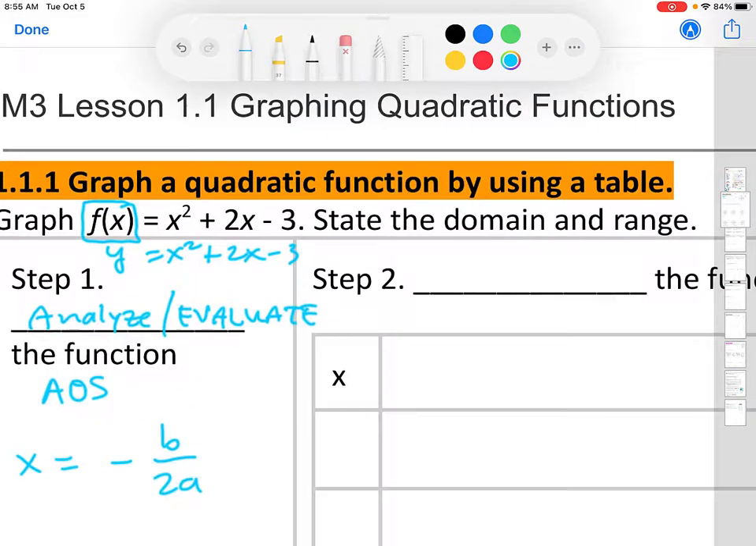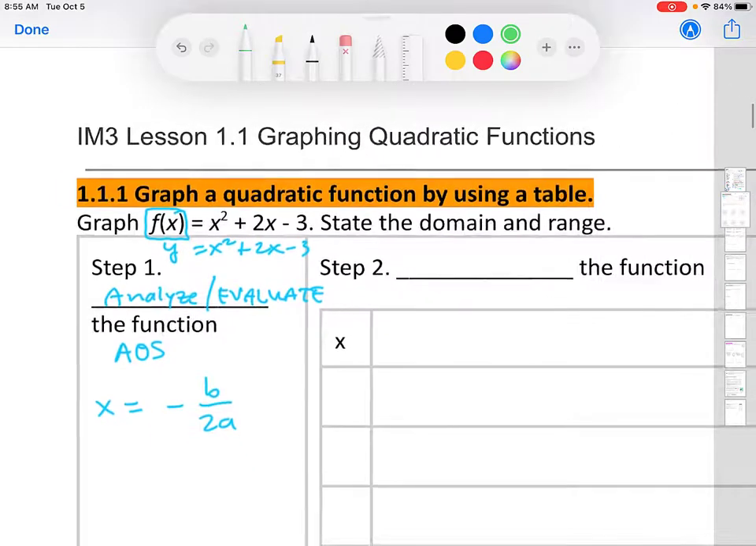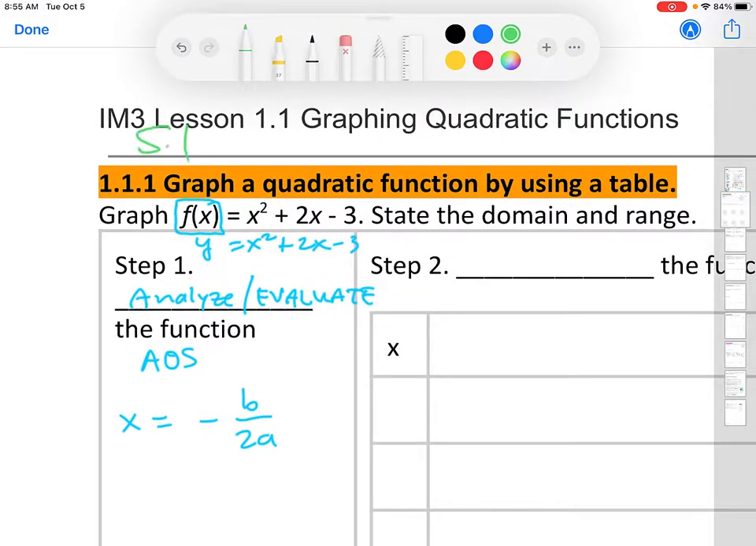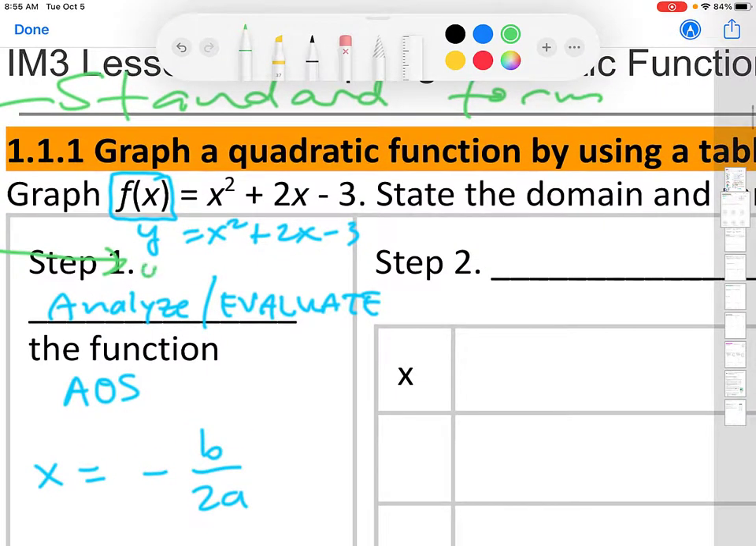Okay, this whole big idea here that we're learning is something called standard form of quadratics. Let's write that really big. Standard form. And why is that a big deal? Because there's a couple other forms we're going to learn. But I'm going to go ahead and write standard form right here, which was on the previous one. Y equals ax squared plus bx plus c.